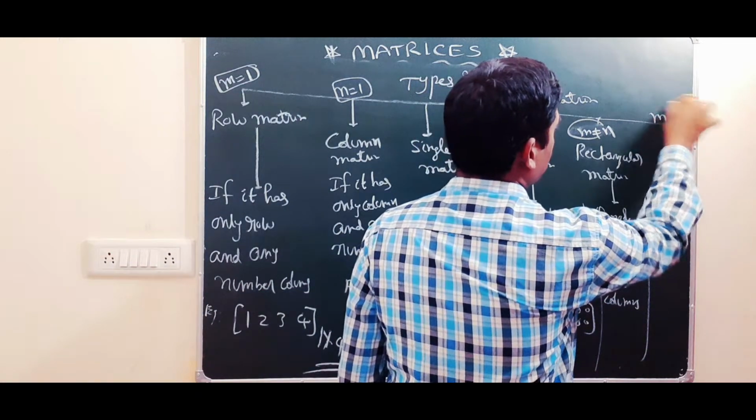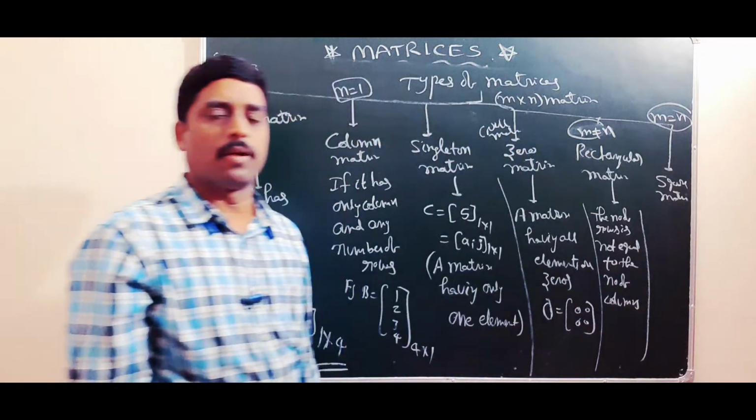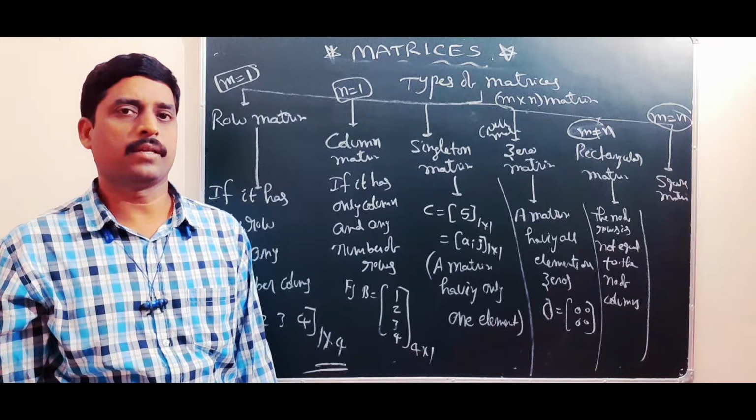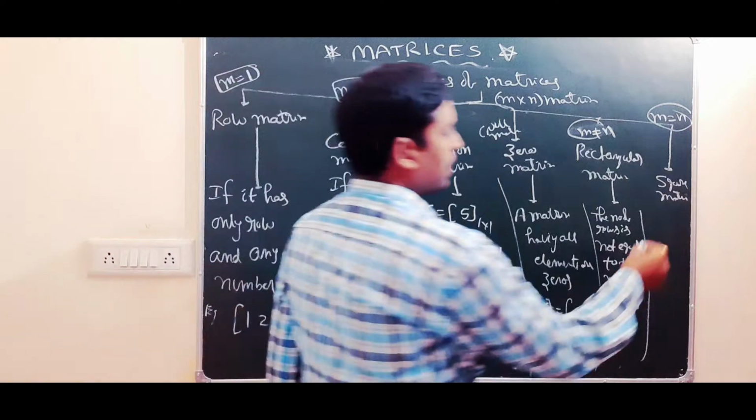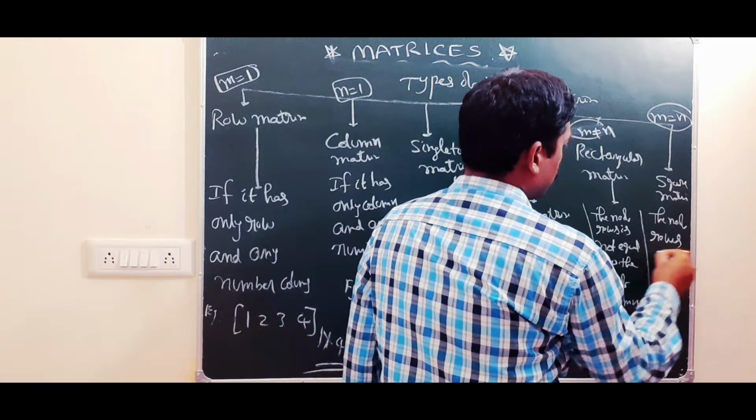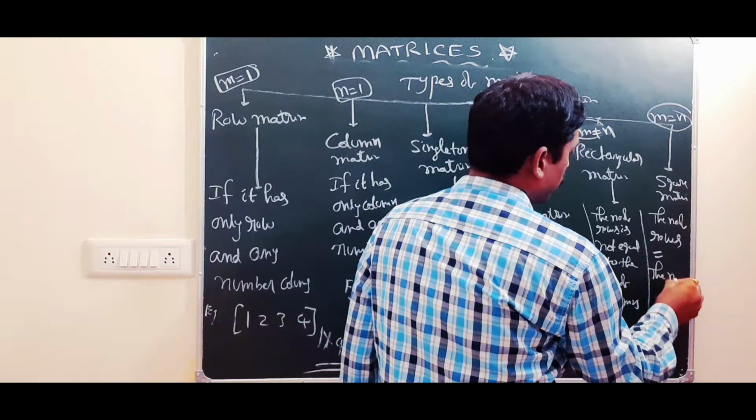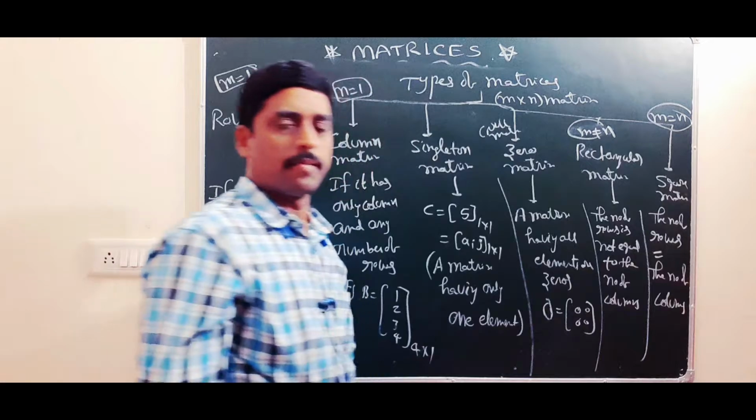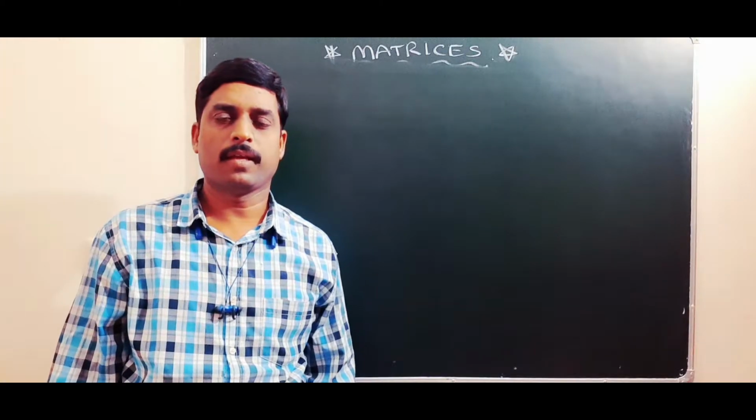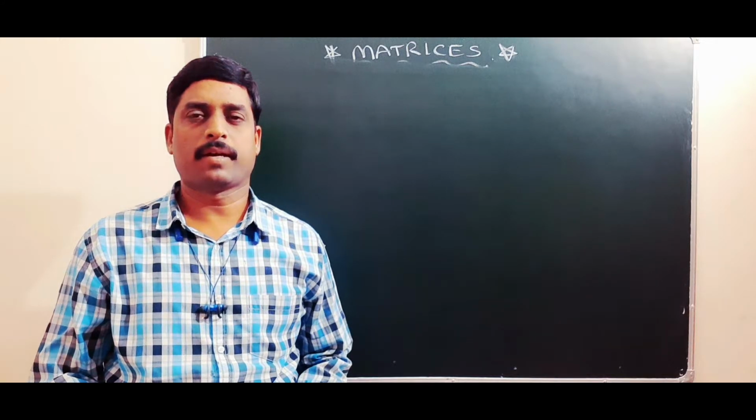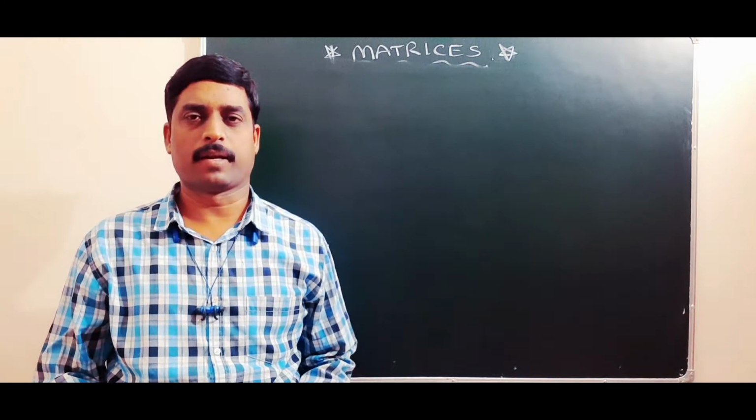So what is the square matrix? If the number of rows is equal to the number of columns, it is called a square matrix. Okay. So rectangular matrices are two types: one is horizontal matrix, second one is vertical matrix.